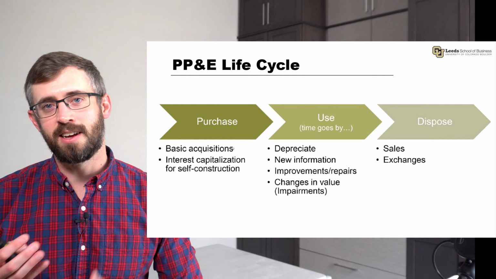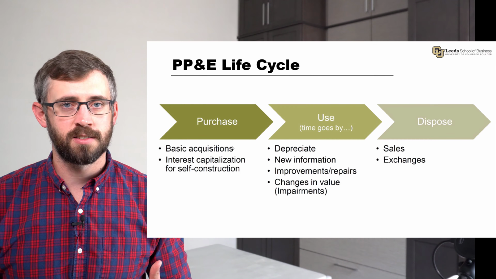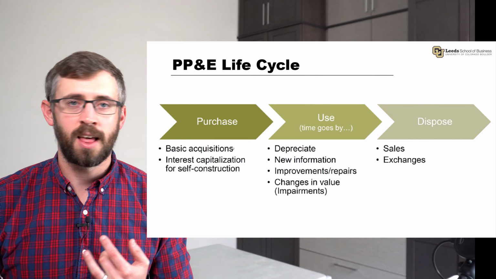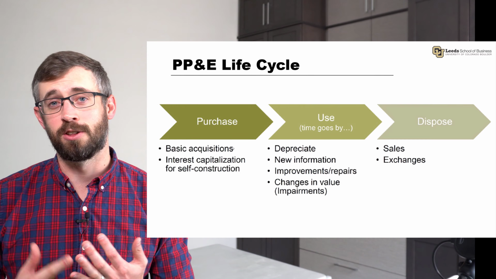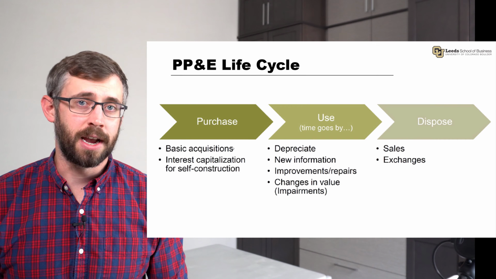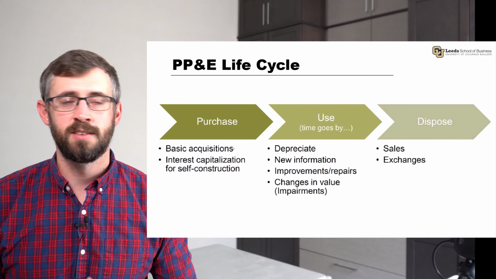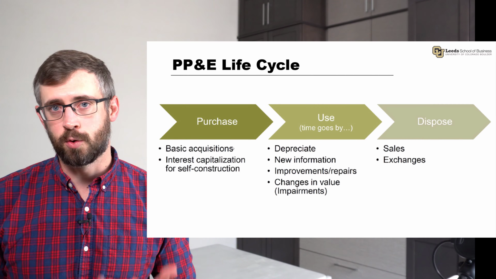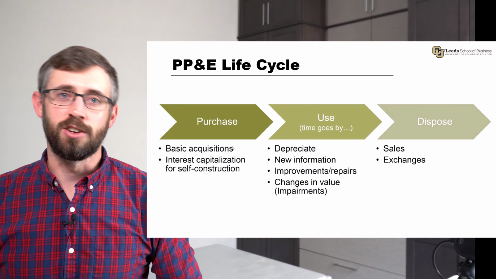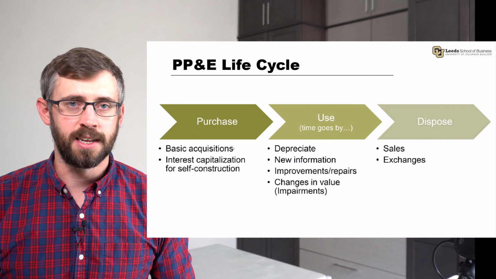Once we have the asset and we're using it, we're going to have to depreciate it over its life, so take it into expenses. We may get new information about its expected life, its salvage value, etc., and we're going to have to learn how to deal with that new information. We are going to sometimes repair or improve this equipment, and that comes with different accounting choices. And finally, the value of this equipment might change over time. Something that we thought had a lot of value could change with a changing market. So we're going to have to deal with changing values of our PP&E as well.